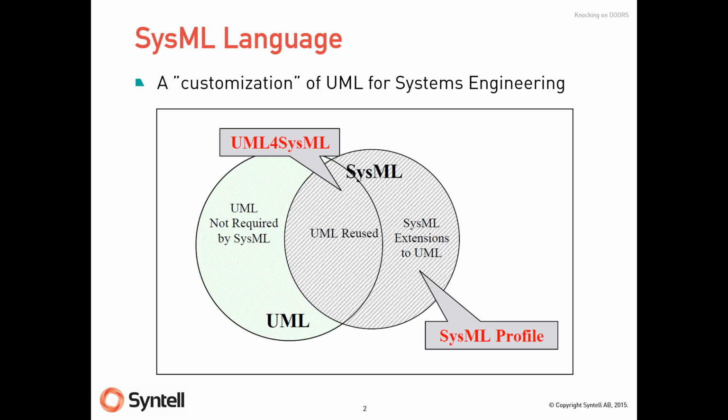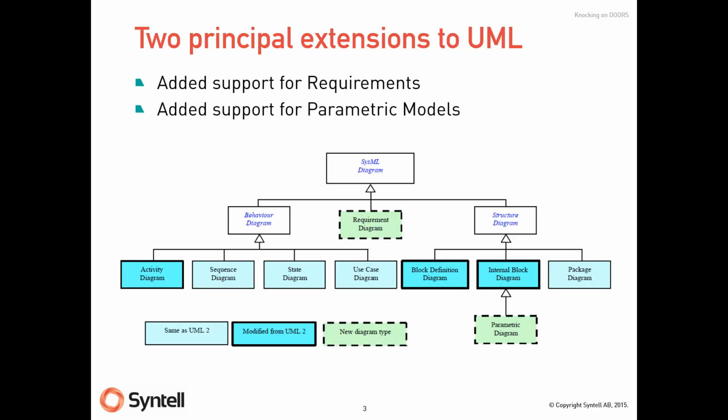As you probably know, SysML is a profile on the UML language that reduces some parts of the UML language and adds some extensions that are specific to systems engineering. What has been added is basically two things. One is the support for requirements, and the other one is support for parametric models. What we will be interested in here is the support for requirements.